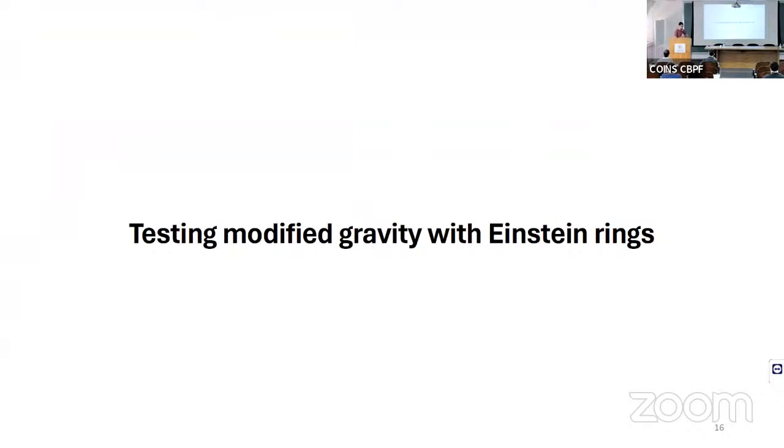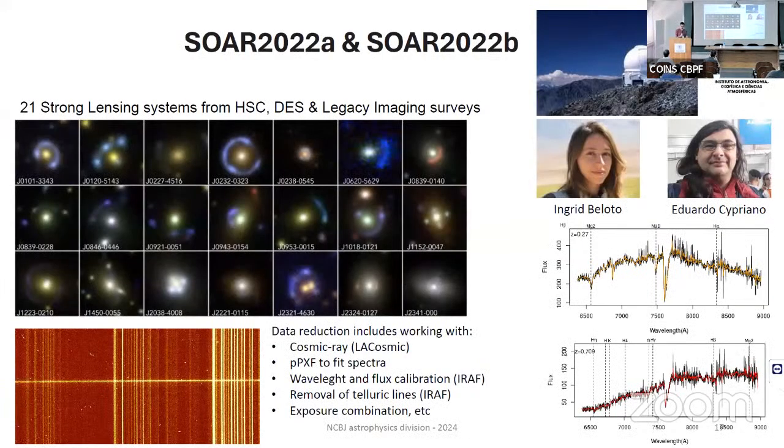Okay, so just to briefly give you an idea on the applications that we can make with this modeling, with the Lesberu sample, and so on. Ingrid already mentioned it in her talk yesterday, but these are the 21 strongly lensed systems that were observed. We made the follow-up in SOAR in 2022. This is the spectra that she analyzed, the final spectra. And with these final spectra, we can extract the velocity dispersions. This is especially important for testing modified gravity and inferring the slip parameter.